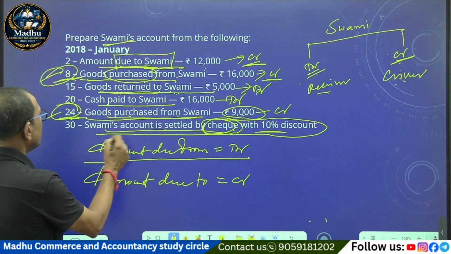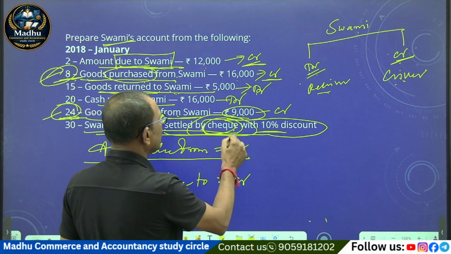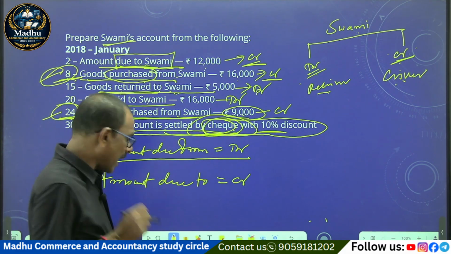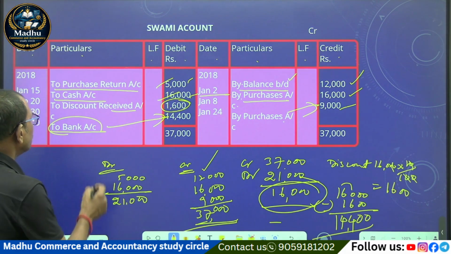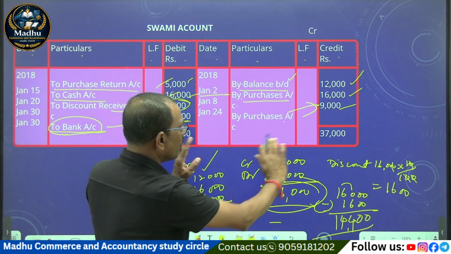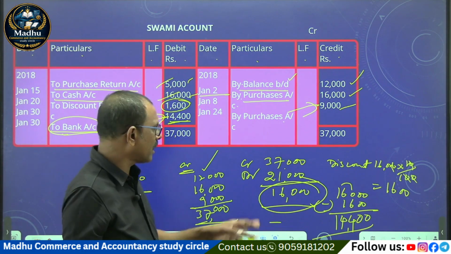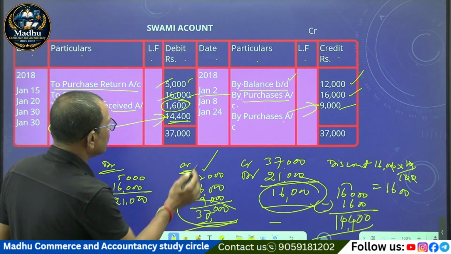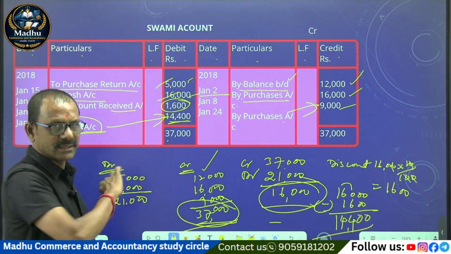You see the question: Swami account settled with check. Check means we have to use the word bank. That's why we have written here to bank 14,400. Now on both sides the big amount should be recorded. The big amount is how much here? 37,000. This 37,000 should be recorded on both sides.